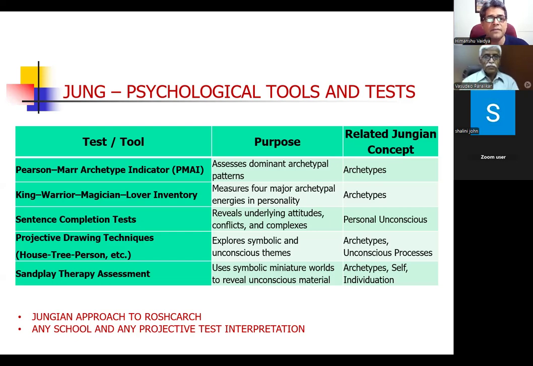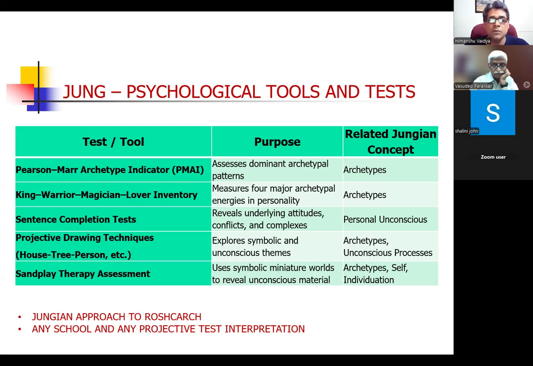If you want to go specifically into archetypes, then you have this PMAI and this King, Warrior, Magician, Lover inventory. It's a very interesting name. And then you have the classical projection techniques like sentence completion, projective drawing, sand play, and so on. And you can use any of the projective tests and make a Jungian interpretation of it.